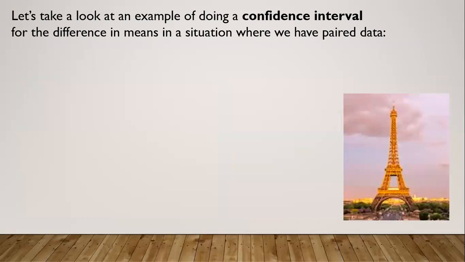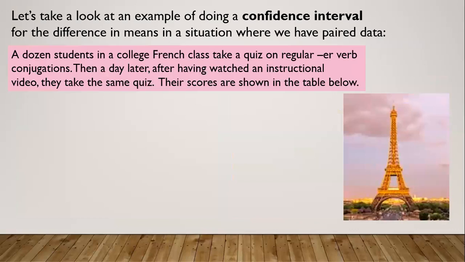So let's take a look now at an example of creating a confidence interval for differences in means when we have paired data. Consider, for example, the following scenario. Suppose there's a large college French class with hundreds of students, and they're taking a quiz on regular ER verb conjugations. They're actually going to take the quiz 2 times. They'll take the quiz first, and then a day later, after watching an instructional video as part of the course, they retake the same quiz.